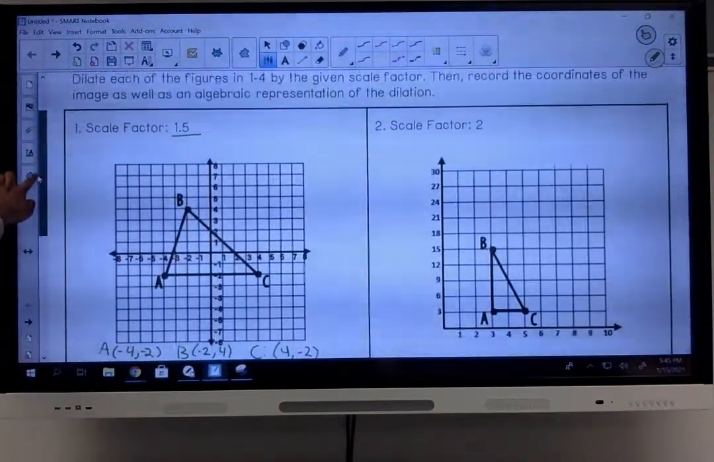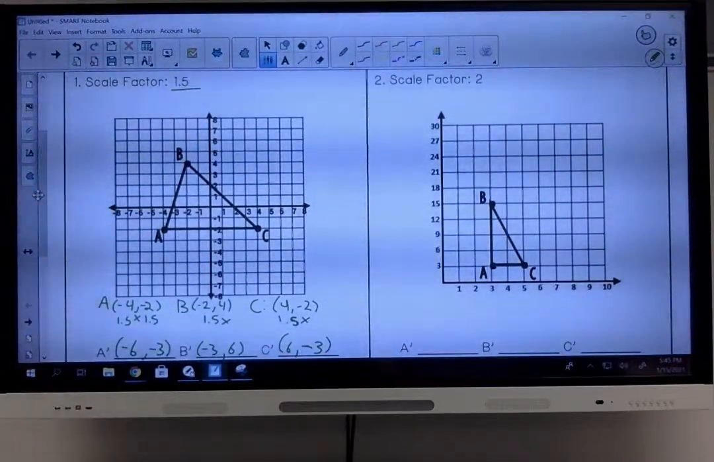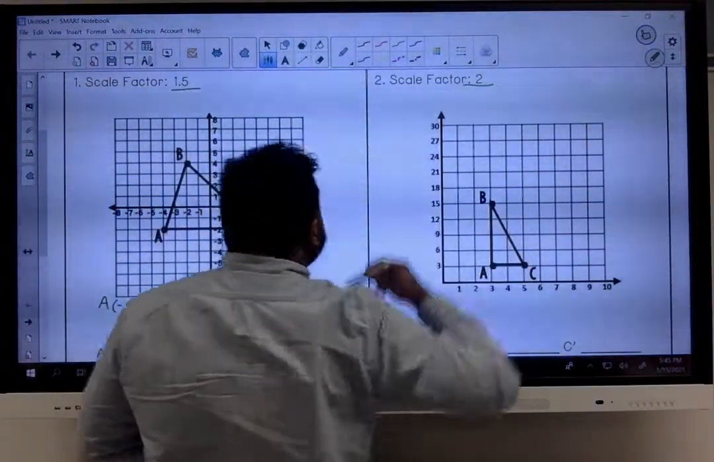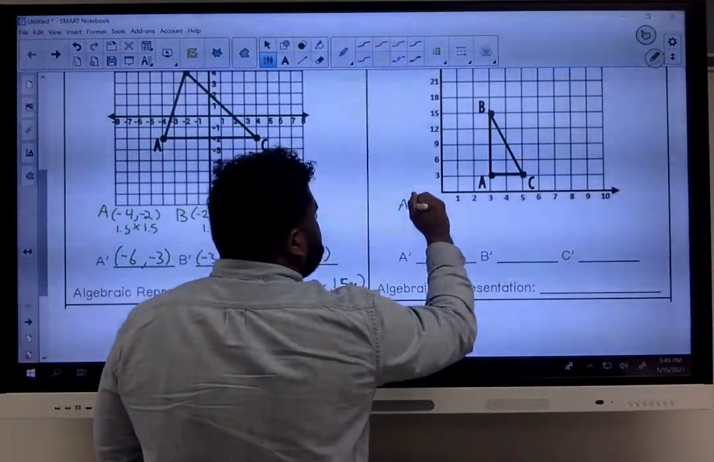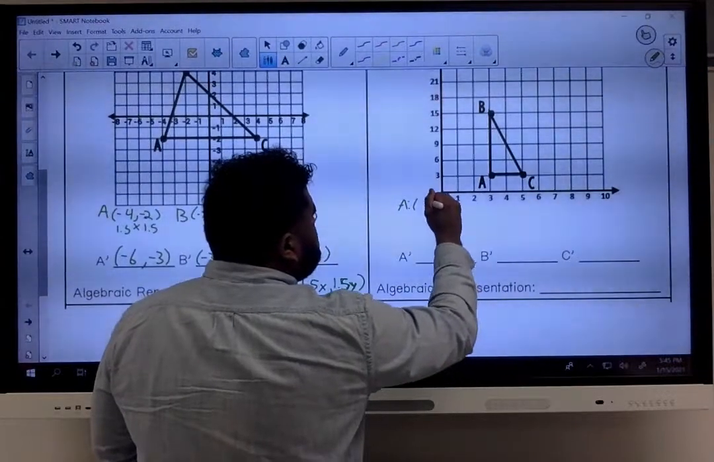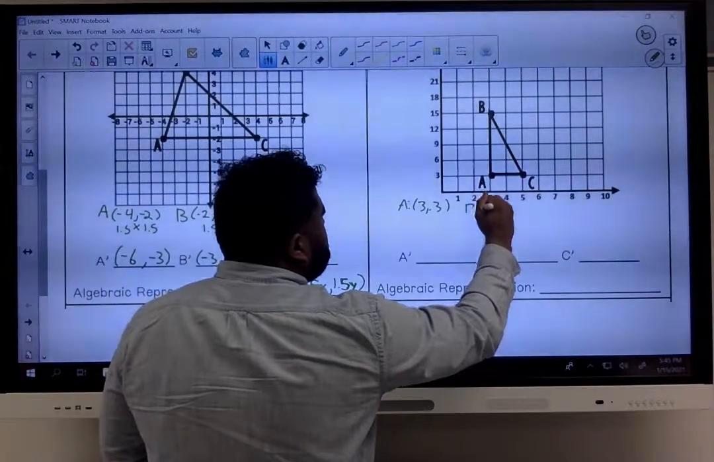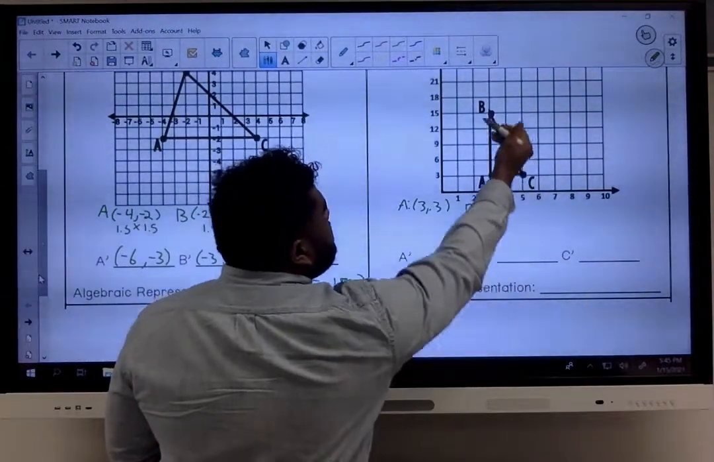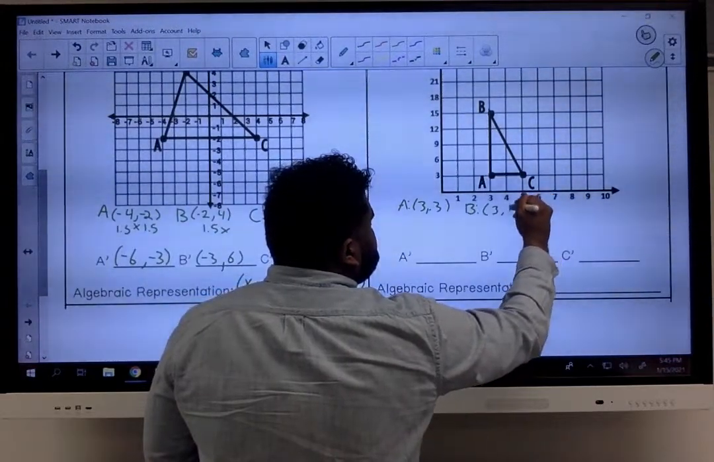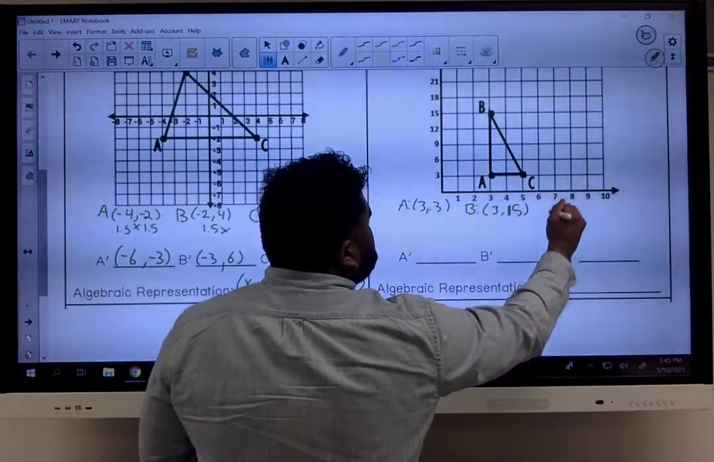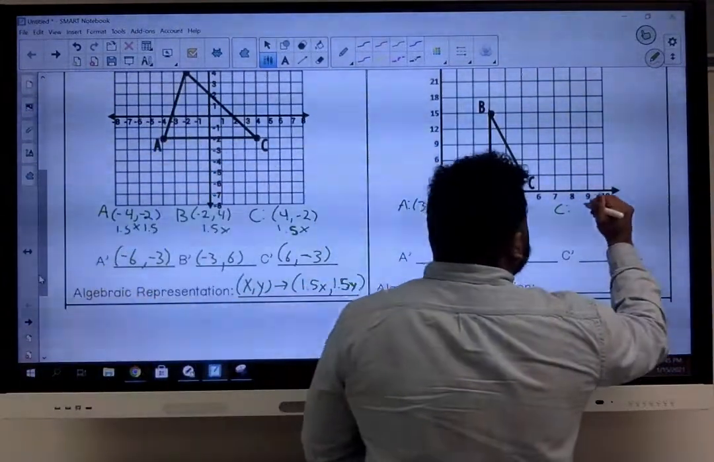So let's go to question 2. Question 2 says that the scale factor is 2. So let's go ahead and plot my points. A is at (3, 3). B is at (3, 15), because it's 15 on the y-axis, 3 on the x. And then C is (5, 3).